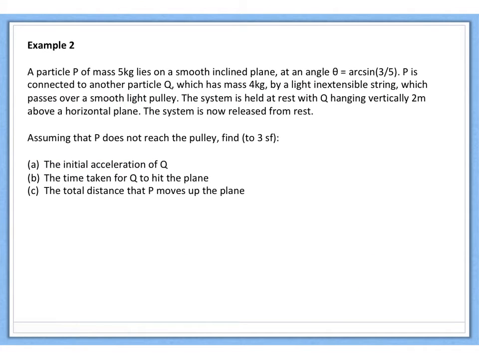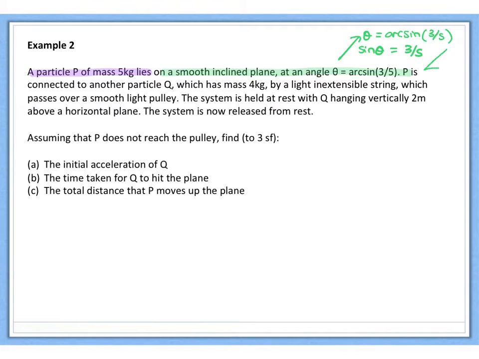So let's take this into the more complex questions that we are required to be able to solve in our Year 2 mechanics content. So we have a particle P, which is of mass 5 kilograms, which lies on a smooth inclined plane at this angle, theta equals arc sine 3/5. Now, that is not as complex as you might think at first sight. This simply tells us that sine theta equals 3/5, arc sine being the inverse sine.